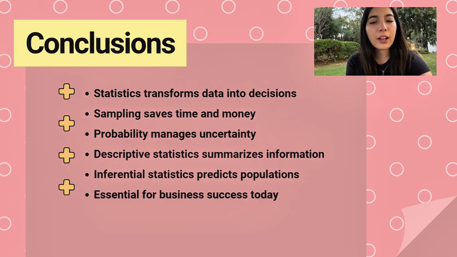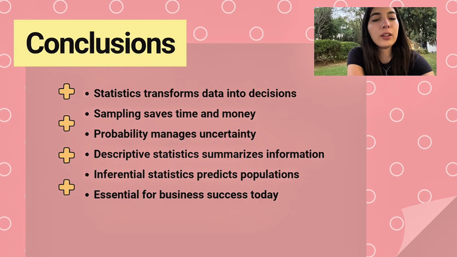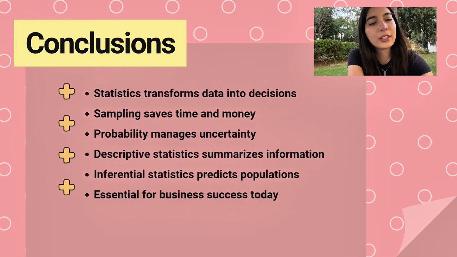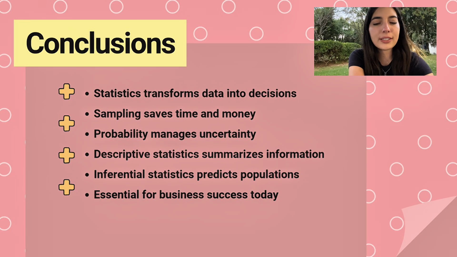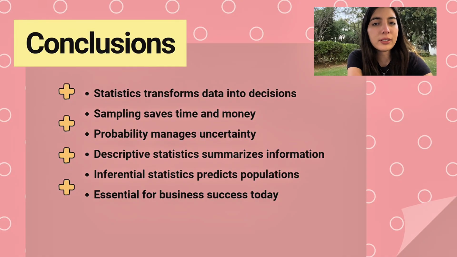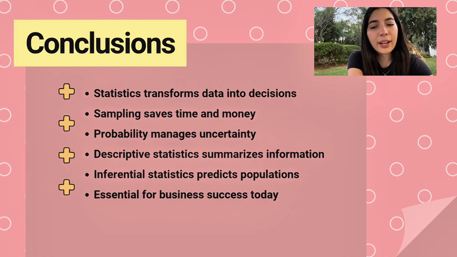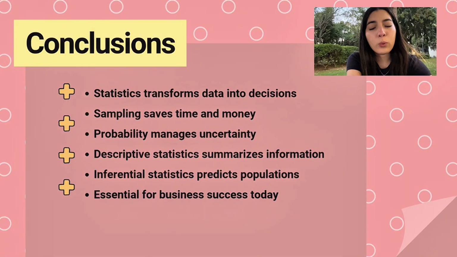Third, probability helps us manage uncertainty. It allows us to estimate the likelihood of different outcomes and make more informed decisions, even when we don't have complete information. Additionally, descriptive statistics help us summarize data, making it easier to understand patterns, trends, and general characteristics of the information. On the other hand, inferential statistics allow us to make predictions about a population based on a sample, which is essential for analysis and planning.